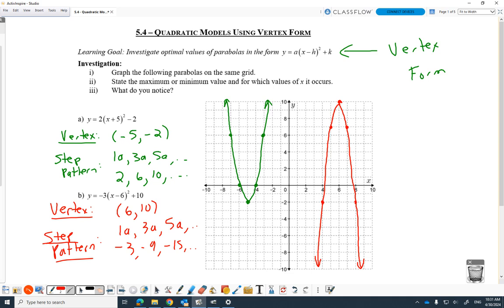Okay, preview coming up. Notice these x-intercepts weren't whole numbers. They're like decimals or something like that. How are we going to find those? We don't know. We will know soon. Yes, we will figure this out.